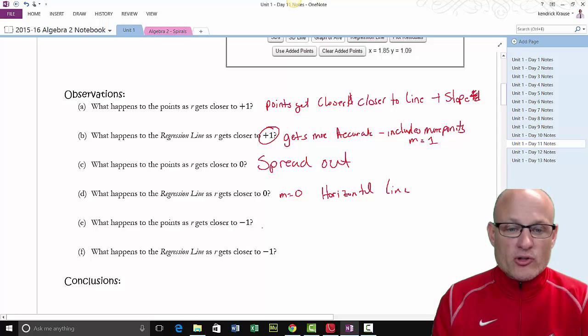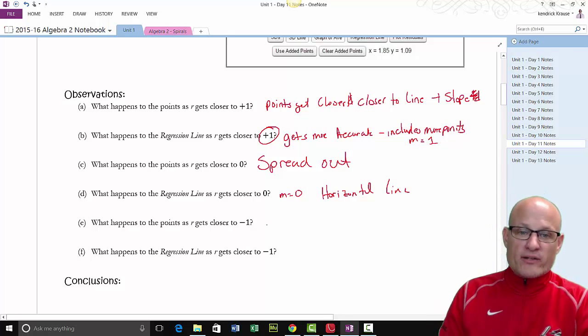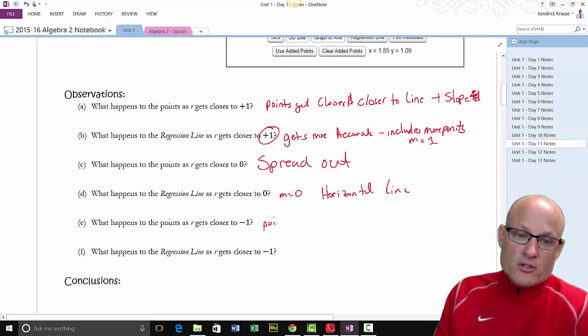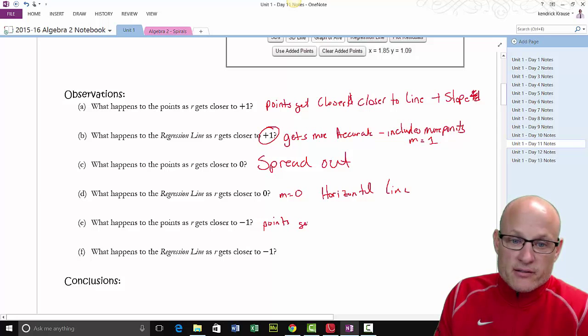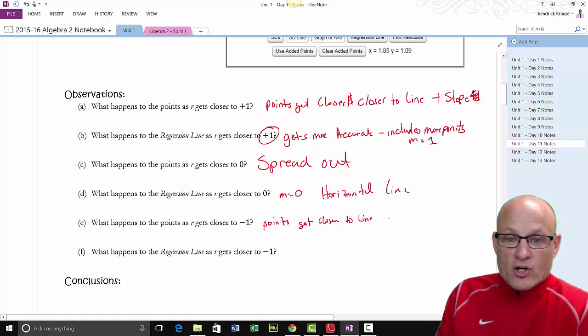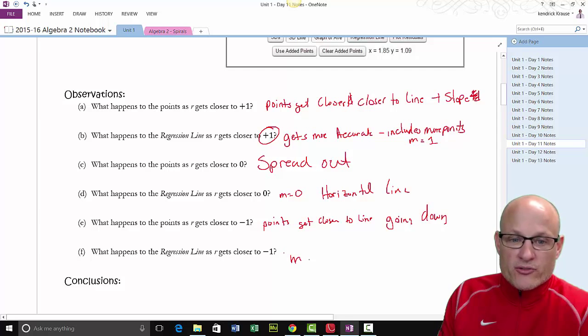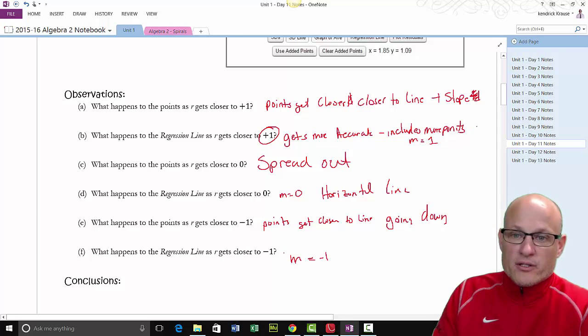And as my slope gets closer and closer to -1, the points get closer and closer. The points get closer to the line, and they're going down. And what happens to my regression line? The slope gets closer. Let's just say the slope gets closer to -1.